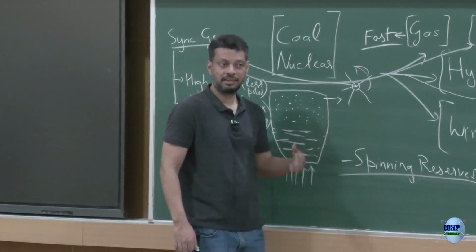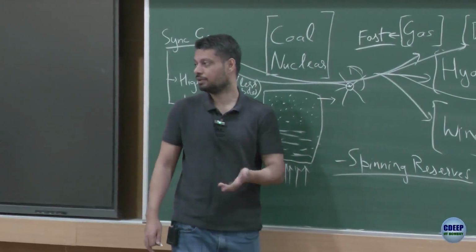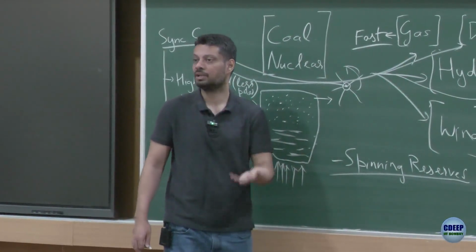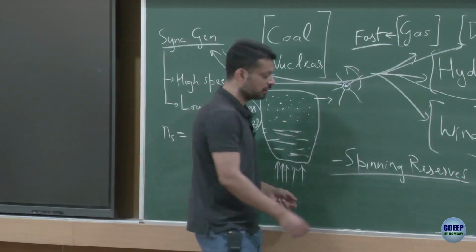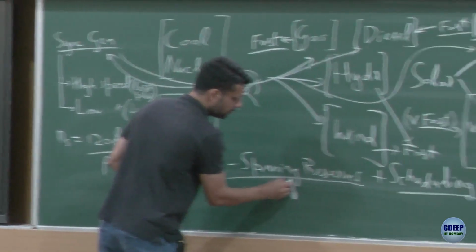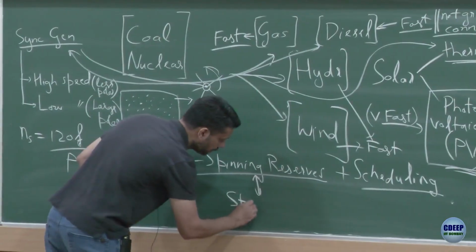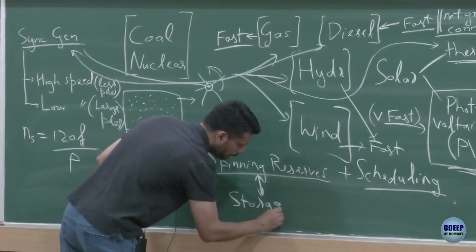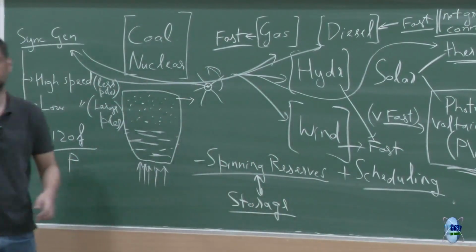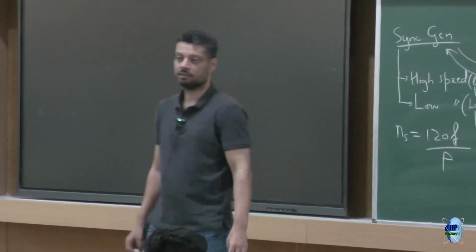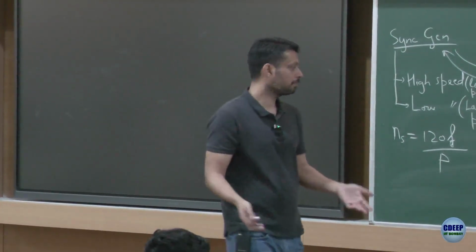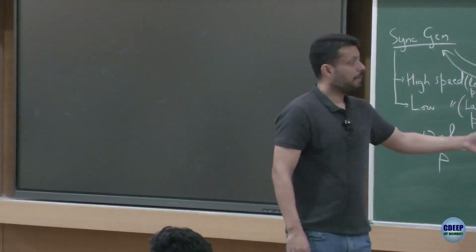Now spinning reserve, as we understand, is expensive. You are unnecessarily burning the fuel even if you are not drawing any power. So the substitute to this is storage. You can keep running some generator plus have solar photovoltaic.